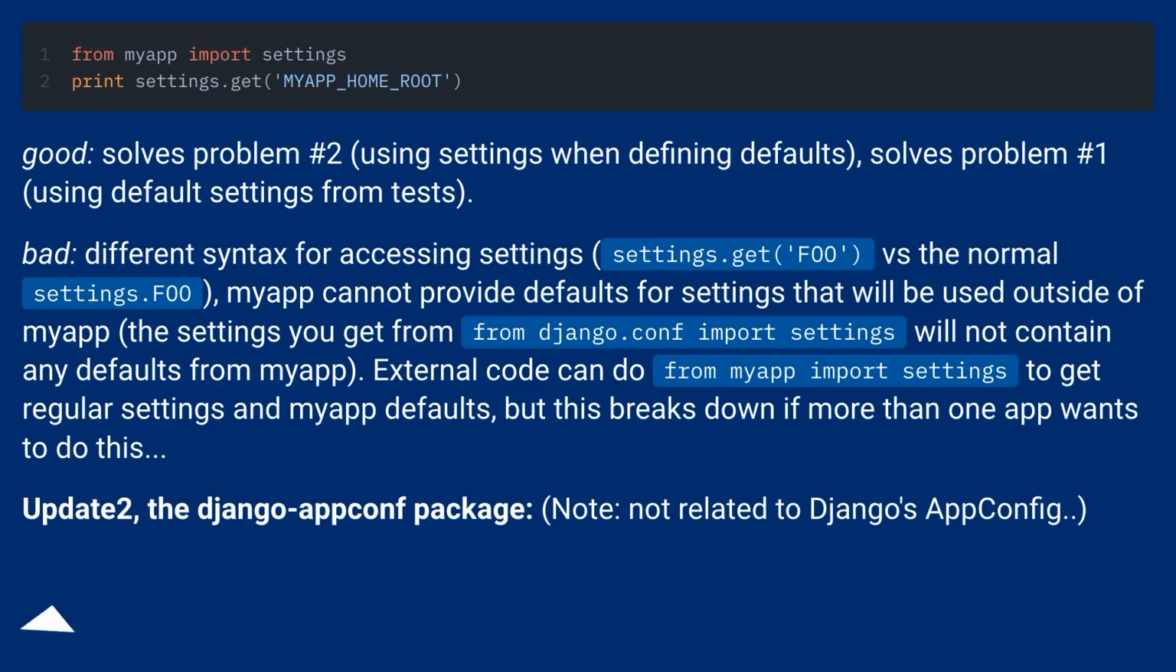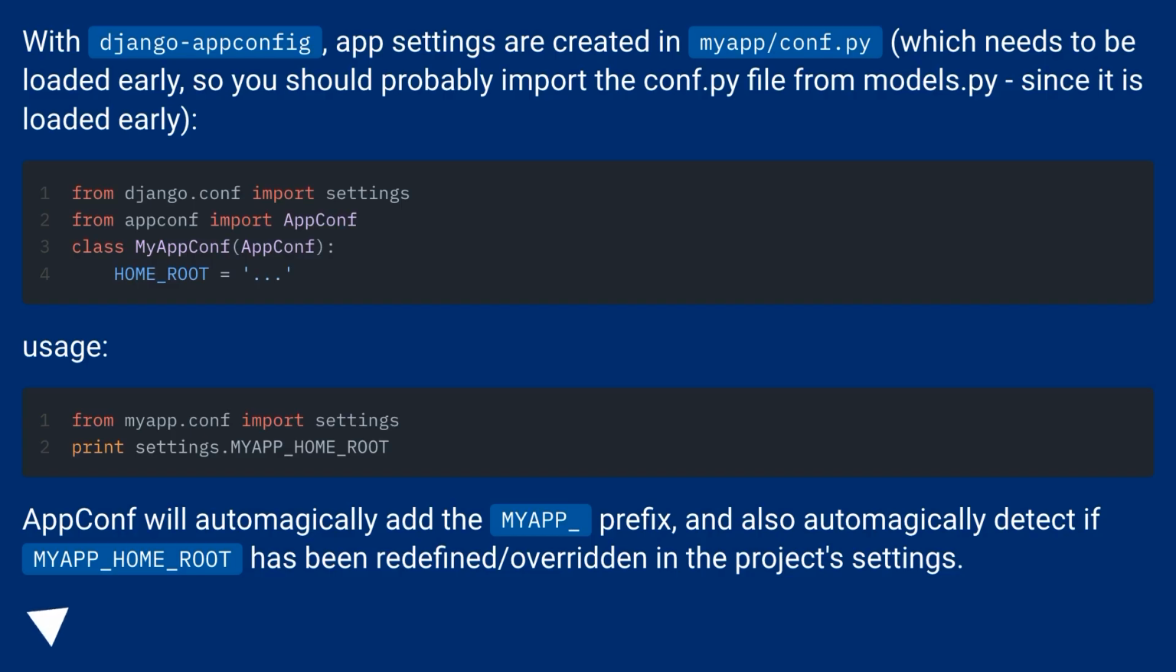Update 2, the django-appconf package. Note, not related to Django's app config. With django-appconf, app settings are created in myapp/conf.py, which needs to be loaded early, so you should probably import the conf.py file from models.py, since it is loaded early.